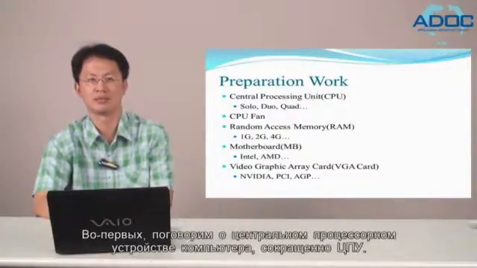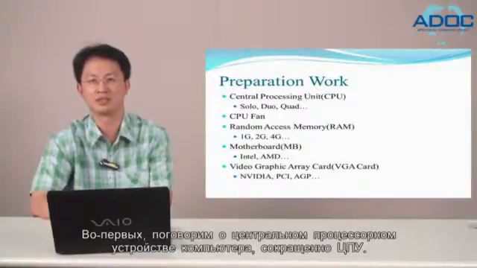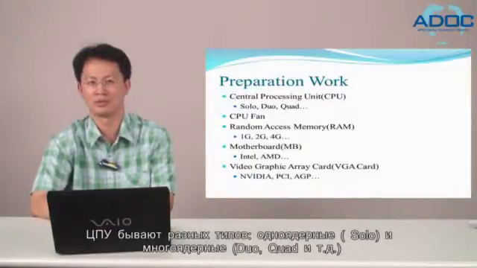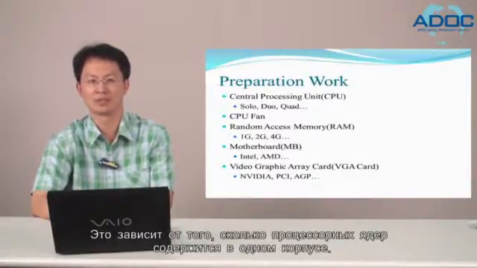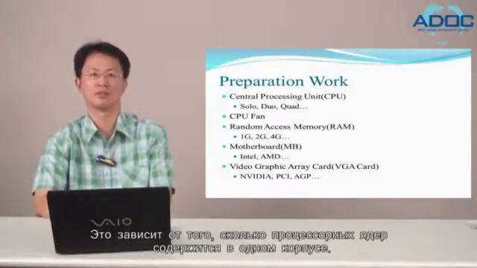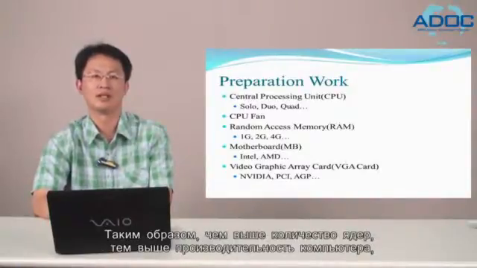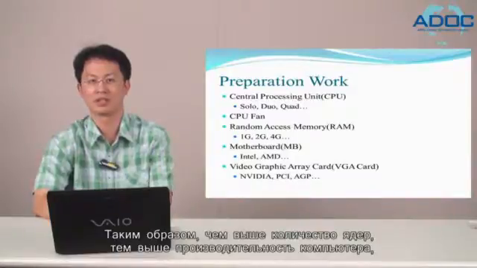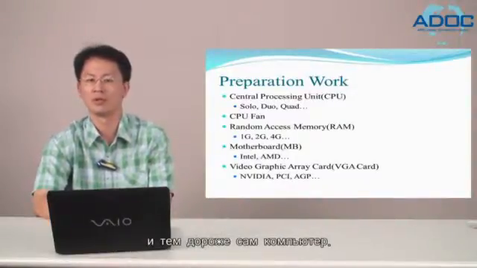The first one, Central Processing Unit, CPU for short. Different CPU types include solo, dual, quad, etc. They indicate number of processing units in a chip. So, the higher the number of the core is, the better efficiency the computer works. And of course, it's more expensive.